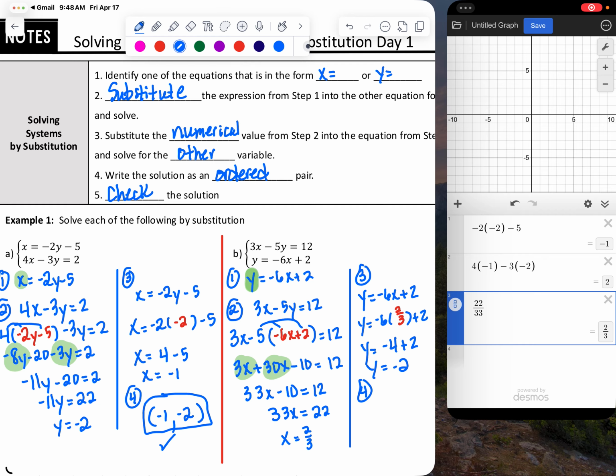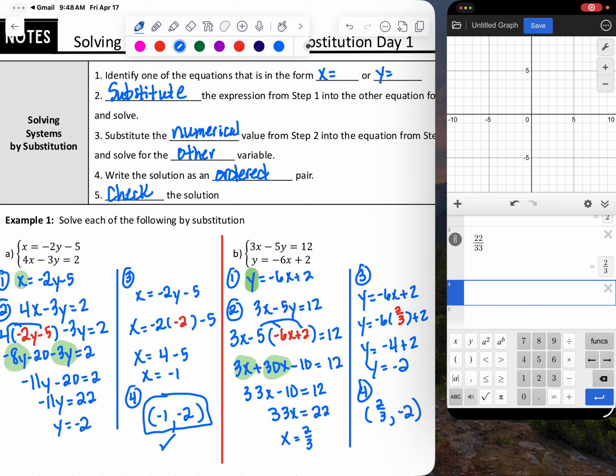Now step 4 is write your answer as an ordered pair. So in this problem, x was 2/3 and y was negative 2. Now I'm not going to box it in until I check it. So to check it, I'm going to go back to my original equation. 3 parenthesis 2/3 minus 5 parenthesis. Now when I plug this in, I should get 12. So negative 2, and I do. So it checks out in my first equation.